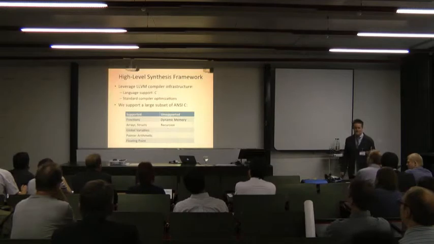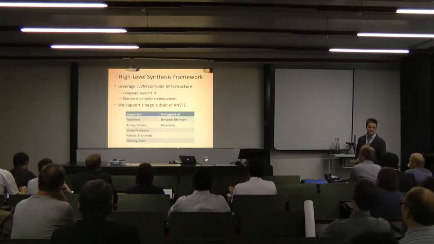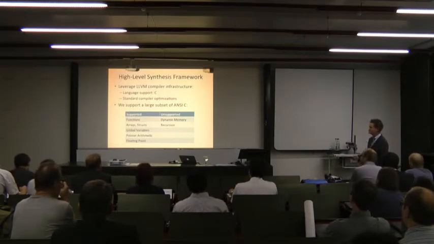What do we support for high-level synthesis? Can we support the whole C language? We support functions, arrays, structures, pointer arithmetic, floating point. Some things we don't support for high-level synthesis. We don't support malloc and free. We don't have a heap and we don't have an operating system in the hardware. So right now we don't support malloc and free.